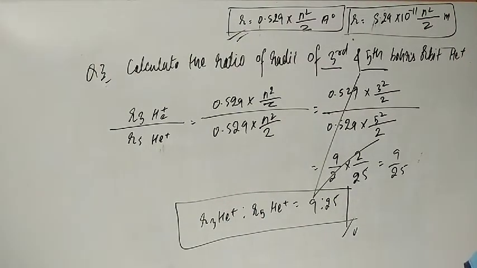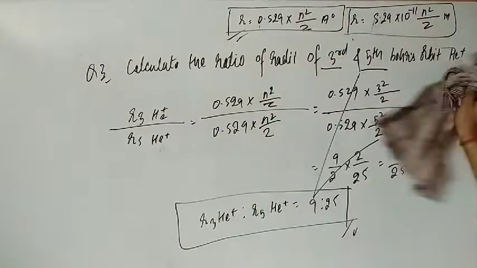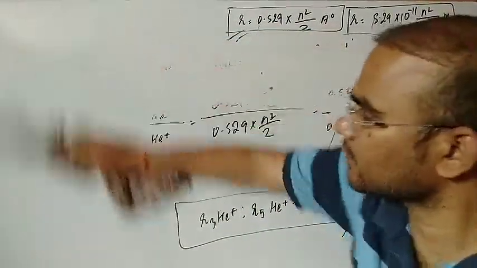Now you can solve one more question, students. What is the question? Calculate the radius ratio of the second excited state of hydrogen and the first excited state of helium. This is quite a good question, students. Let us try it.